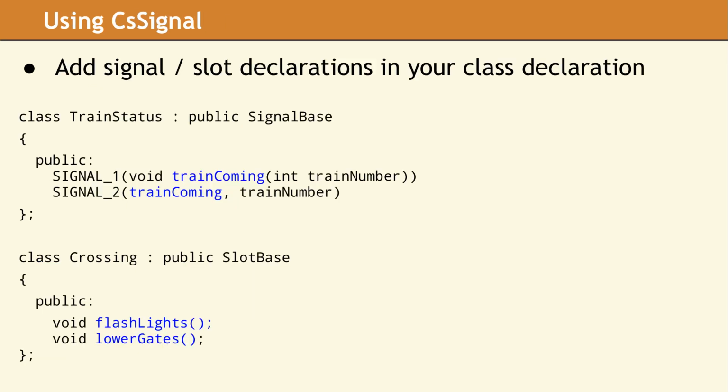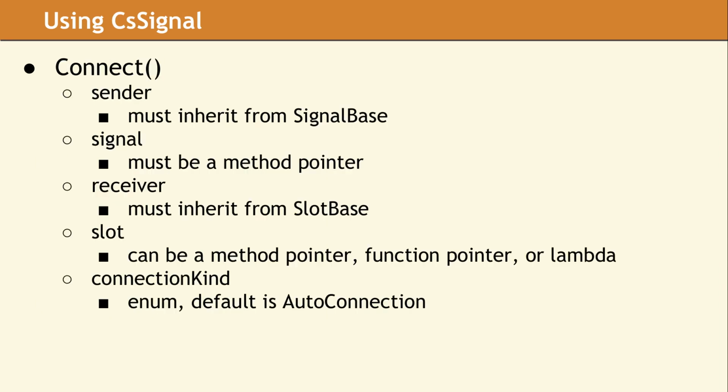In the train status class, all we need to do is inherit from signal base and declare the train coming signal. In the crossing class, we're inheriting from slot base and declaring two methods that allow us to flash lights or lower the gates. In order to connect a signal to a slot, we need to call the connect function.